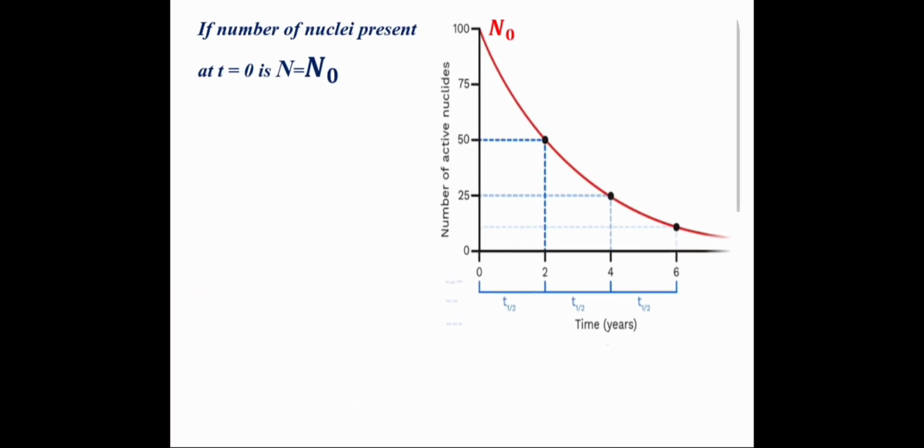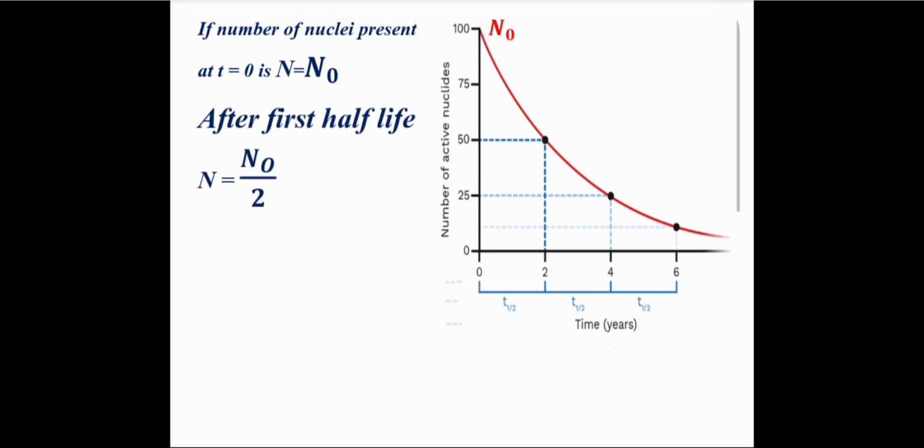If there are N0, general term, N0 is the number of radioactive atoms present in an element at time t equals 0. When one half-life passes, this number reduces to half of its value. Now it becomes N0 by 2. N0 has reduced to N0 by 2.